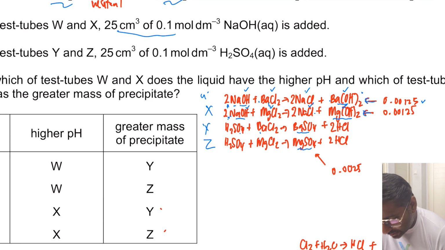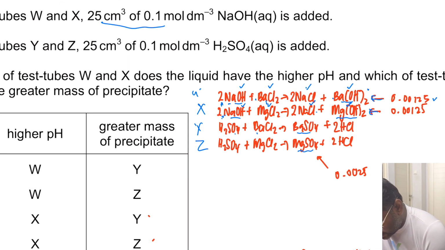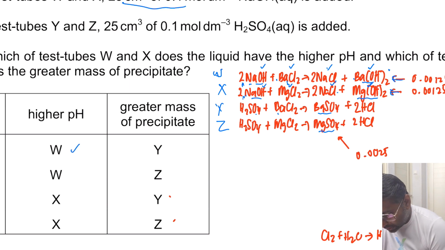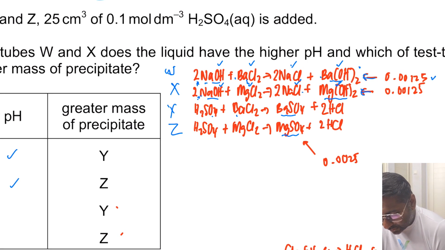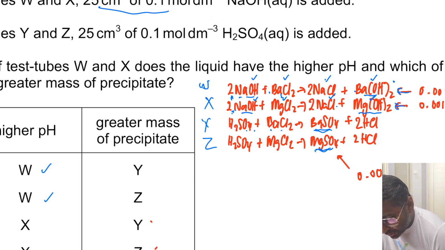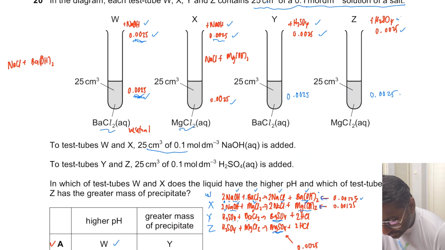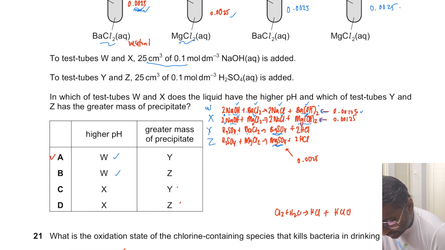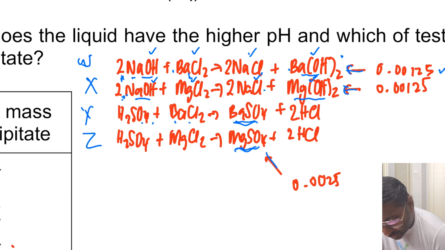So for the higher pH, we are looking at W. W will have higher pH, definitely not X. And then the greater mass of precipitate. Mass of precipitate, you see, all of them, even here this is 1 mole with 1 mole, so 0.0025 will react with 0.0025 to give you the same number of moles. They are the same, all of them.